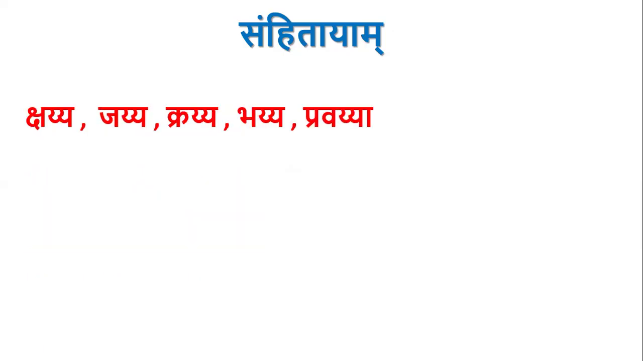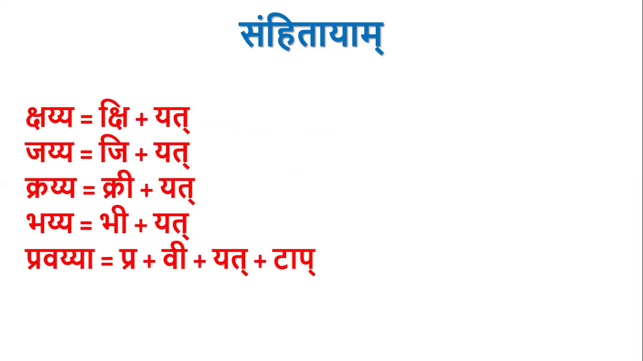But there are these words in the language: Kshaya, Jaya, Kraya, Bhaya, Pravaya. These are also there in the language. These are derived using the same pratyaya Yat. Kshaya is derived from Kshi dhatu by adding Yat: Kshi plus Yat. Similarly, Jaya from Ji, Kraya from Kri dhatu, Bhaya from Bhi, Pravaya from Pra upasarga and Vi dhatu. Yat is the pratyaya, and Tap is the stri pratyaya, used in strilinga only. So the stri pratyaya Tap is added to Pravaya.